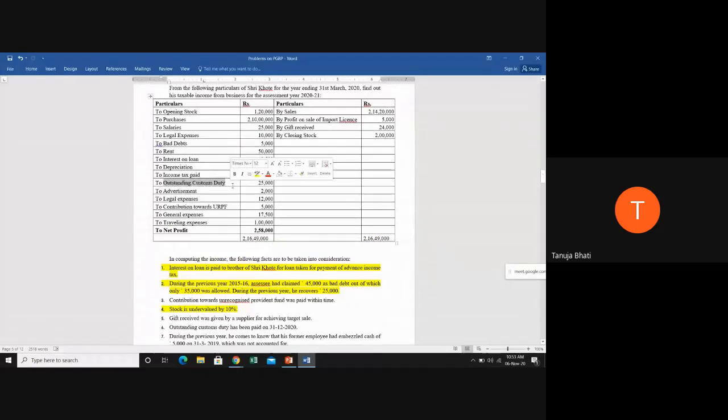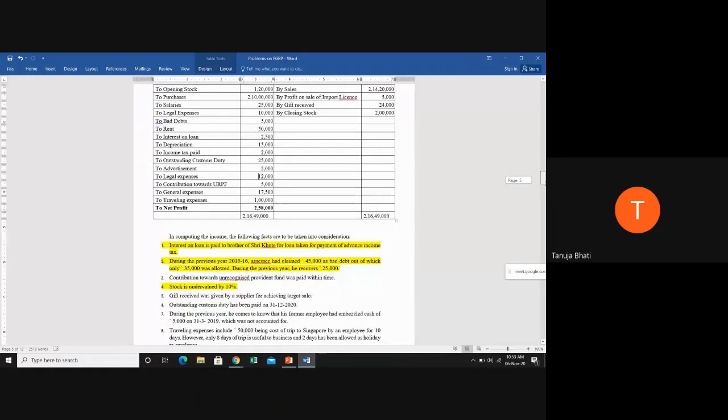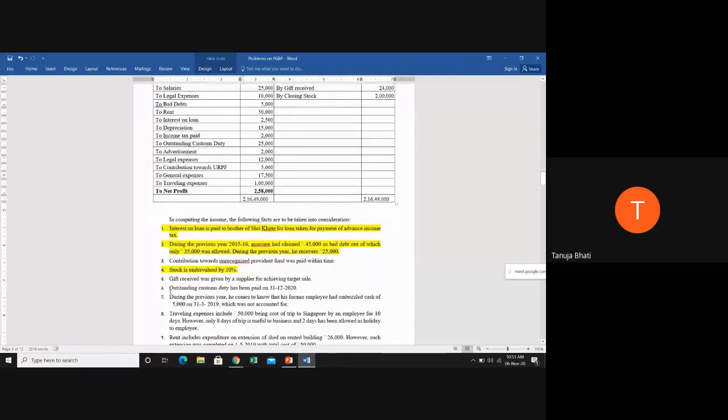Outstanding custom duty is how much? 25,000. Now obviously custom duty is also allowable, but let us see whether any additional information is given. Outstanding custom duty has been paid on 31/12/2020. Will it be allowed or disallowed? What is our previous year? Students, our previous year starts from 1/4/2019 to 31/3/2020. Now, when is this custom duty paid? Is it paid during the previous year?